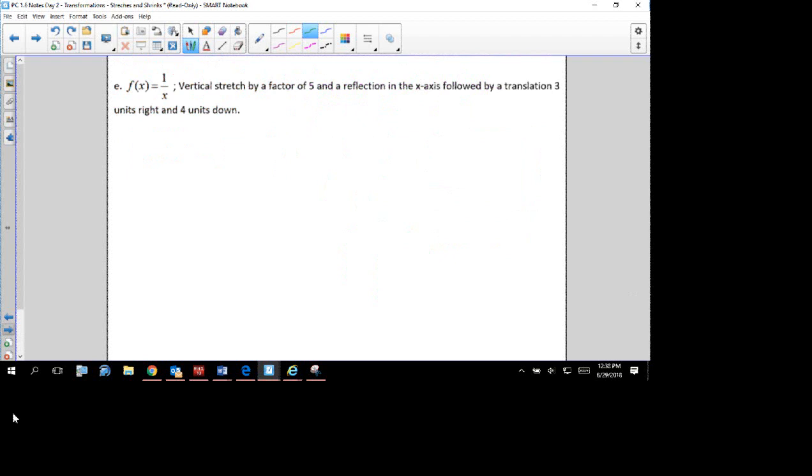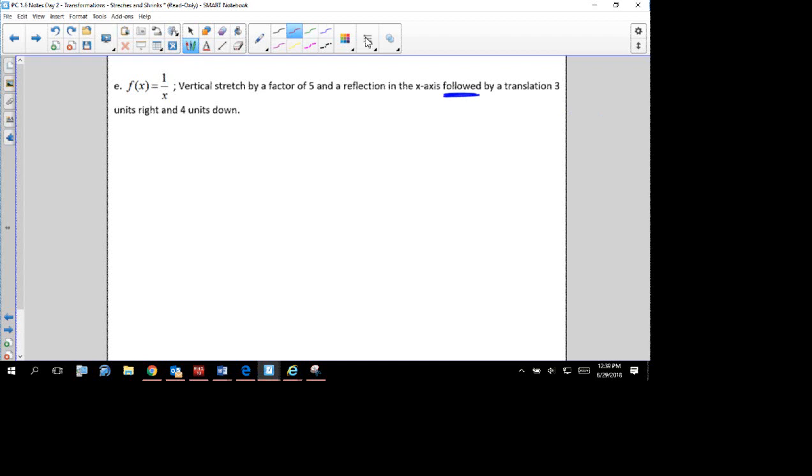All right, f of x equals 1 over x. We're going to vertical stretch by a factor of 5 and a reflection in the x-axis, followed by translation 3 units right and 4 units down.